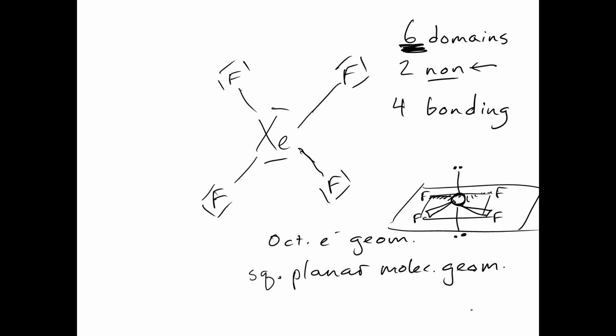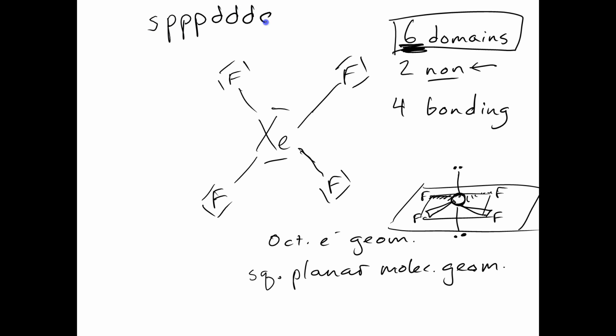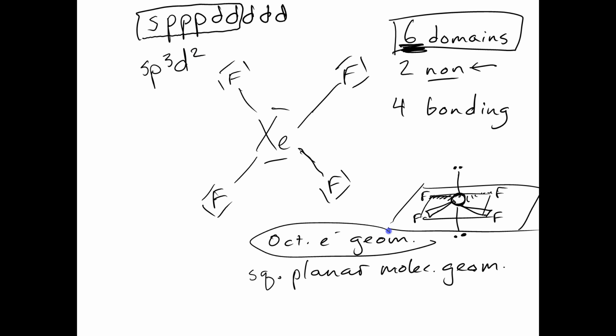Going to hybridization, the fact that I have 6 domains total is what I need to look at. Doing our shortcut, S, 3 P's, 5 D's, we're going to be using 6 atomic orbitals total. We get sp3d2, the same hybridization that we're going to see on anything that has an octahedral electron geometry.